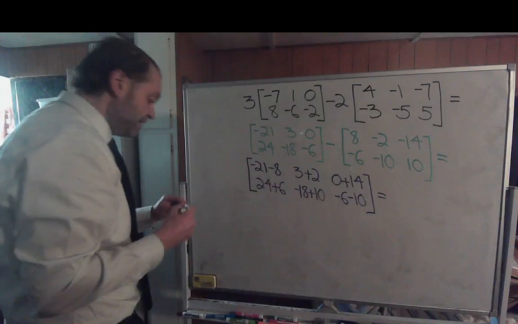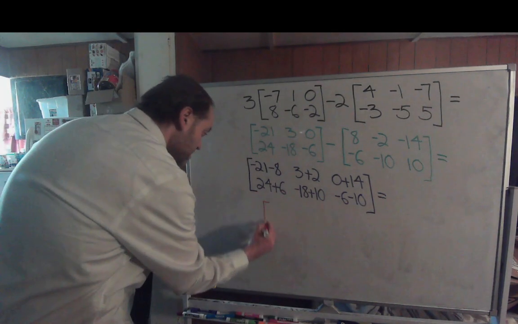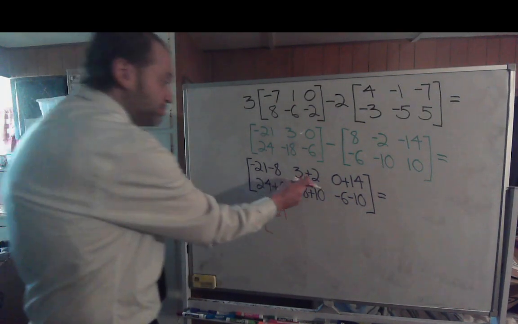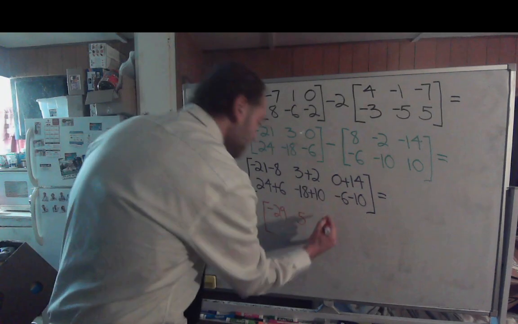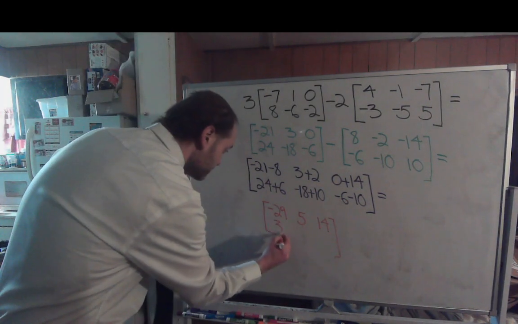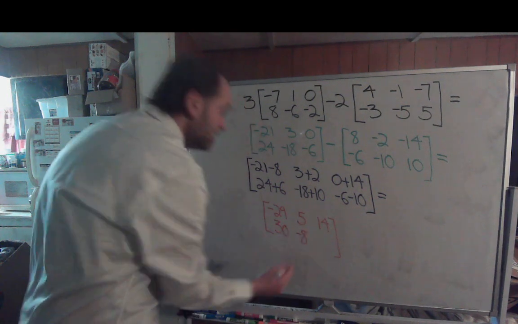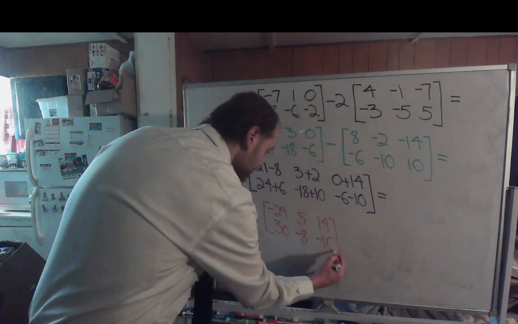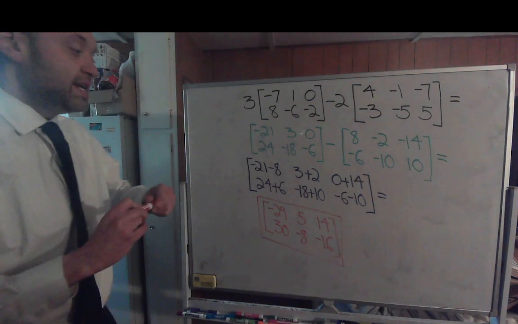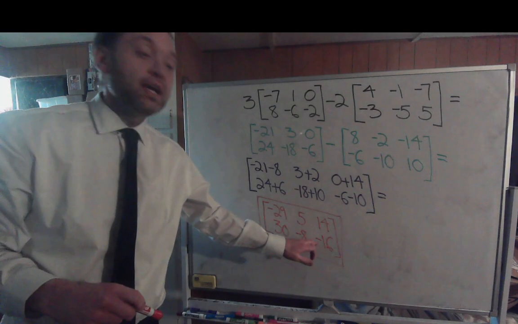And then we'll have our new matrix once we work through the addition and subtraction. So let's see, negative 21 minus 8 is negative 29. 3 plus 2 is 5. 0 plus 14 is 14. Then you have 24 plus 6, which is 30. You have negative 18 plus 10, which is going to be negative 8. Negative 6 minus 10 is negative 16. So your new 2 by 3 matrix that you should get as a result would be negative 29, 5, 14, 30, negative 8, and negative 16.